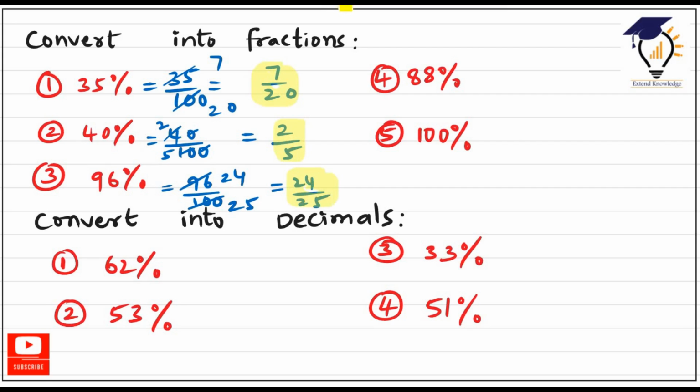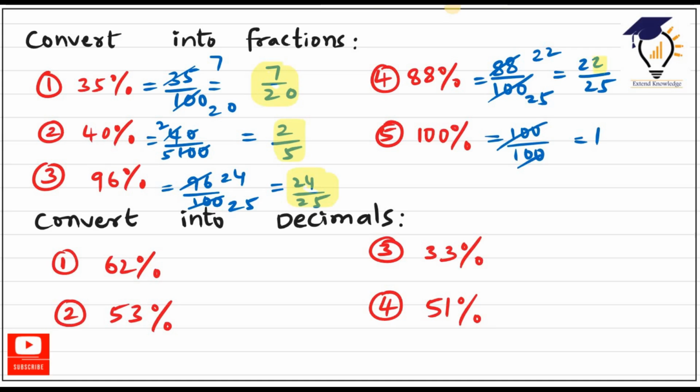So 7 by 20 is the answer for the first one, 2/5, 24 by 25. Here 88% is 88 by 100. So 4 25s are 100 and 4 22s are 88. So 22 by 25. 100%, 100 by 100 goes by 1 time. So 1. So 22 by 25 is the answer for the fourth one, and 1 is the answer for the fifth one.